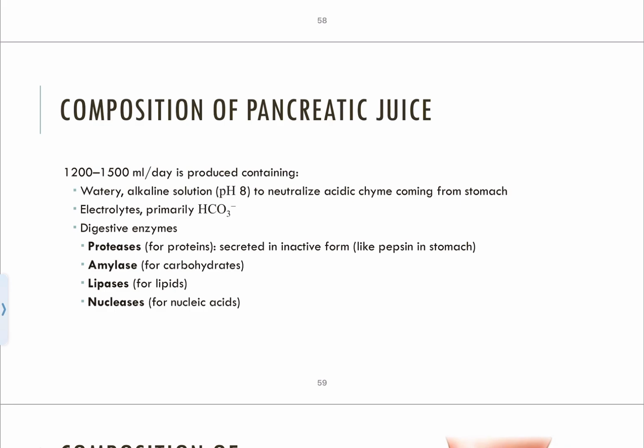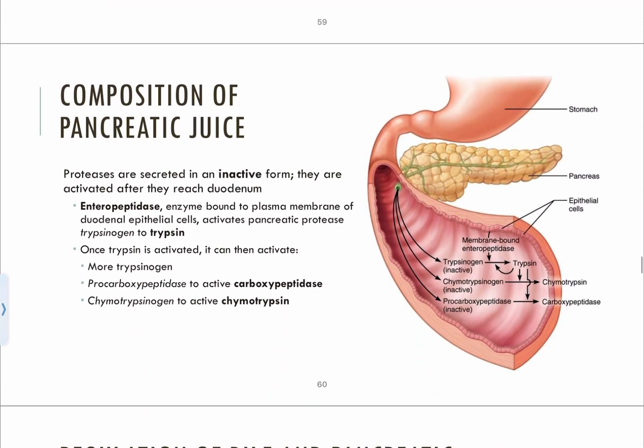Also, we need this elevated pH in order for our intestinal and pancreatic enzymes to perform optimally. So important enzymes, proteases. If we're talking about a protease that's going to digest proteins, like I mentioned before, it's secreted in the inactive form, just like when we talked about pepsin in our stomach. Anytime you see an amylase, that's going to be for carbohydrates. Lipases break down lipids, and nucleases break down nucleic acids.